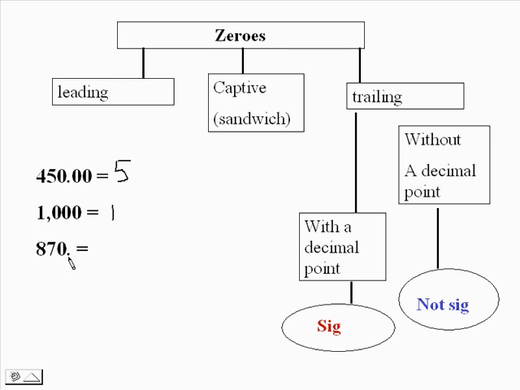There's a decimal point after this. You see this once in a while in science. It means that it's an exact number of 870, that you actually read it. And so because this is a trailing zero and it has a decimal point, it's considered a significant zero. So this value would have 3 significant digits.